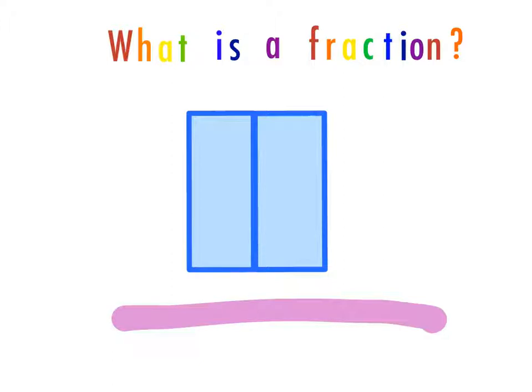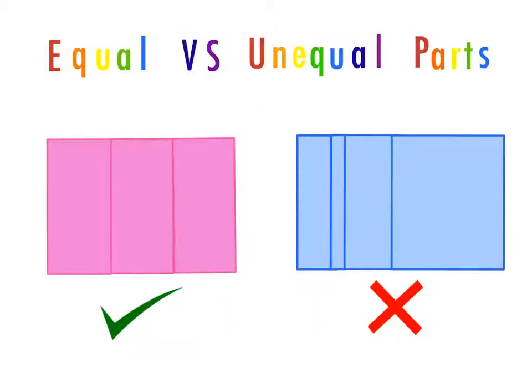However, objects can be split into many different parts, just as long as the pieces of them are equal. Equal versus unequal parts. Fractions are represented by splitting up an object equally. What we mean by equally is that each section must be of the same size.